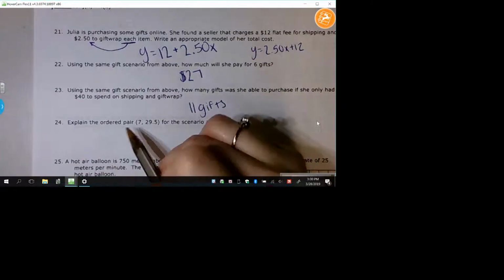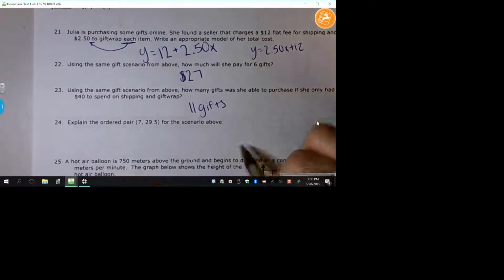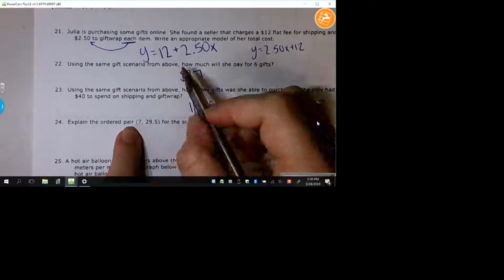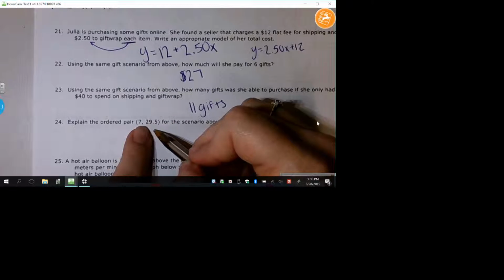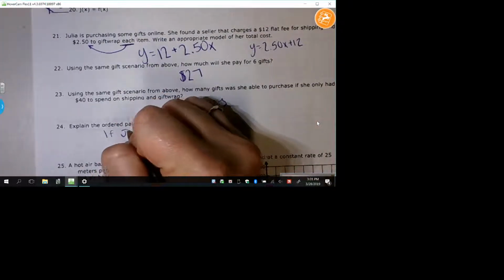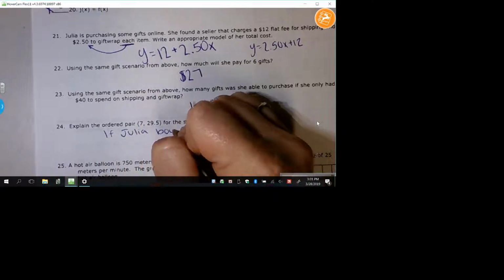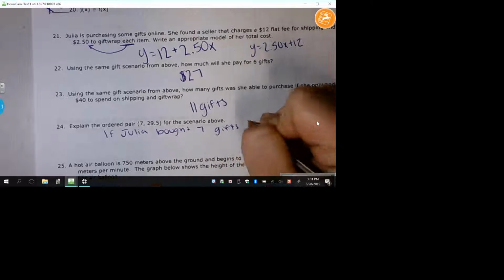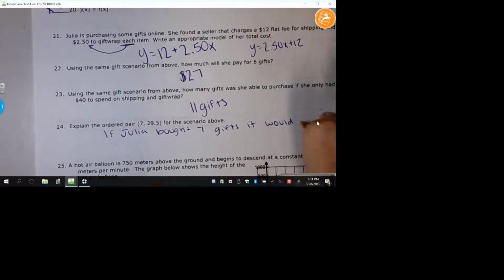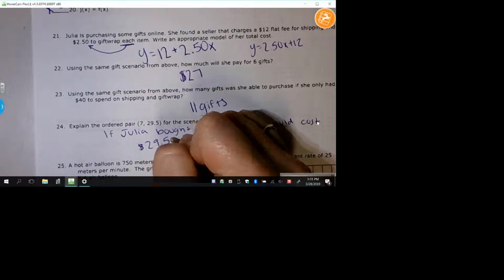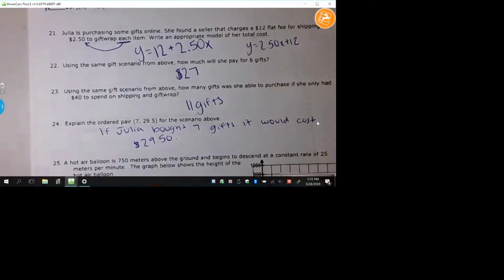Now it says explain the ordered pair (7, 29.5) for the scenario above. This is on your test, so please be careful. 7 is my x. That's how many gifts. $29.50 is my price. That's how much it would cost. So if Julia bought 7 gifts, it would cost $29.50 to wrap and ship.